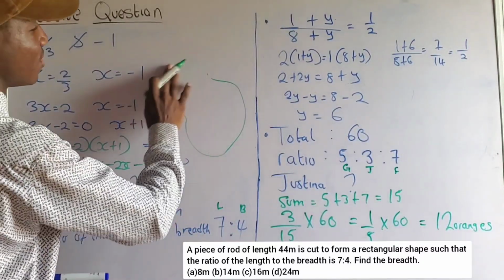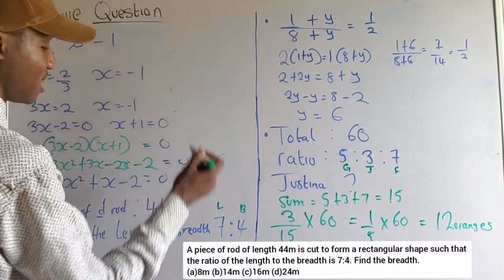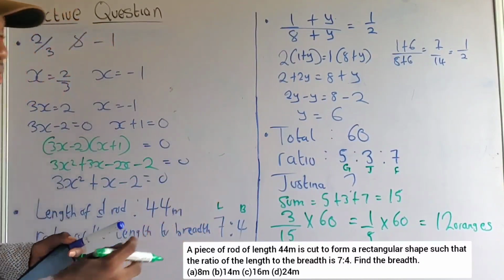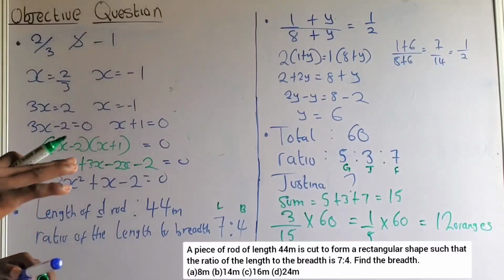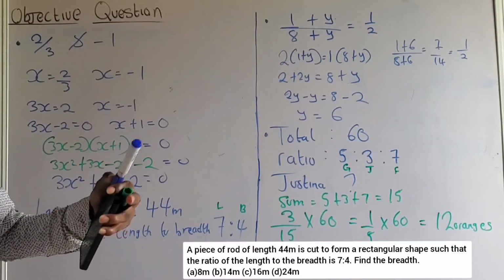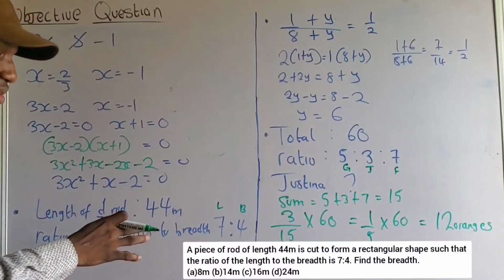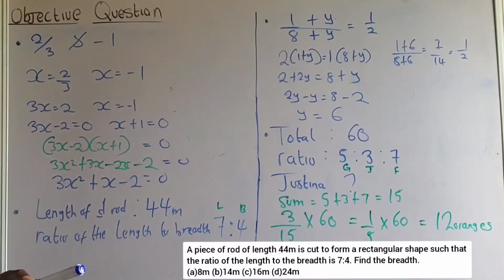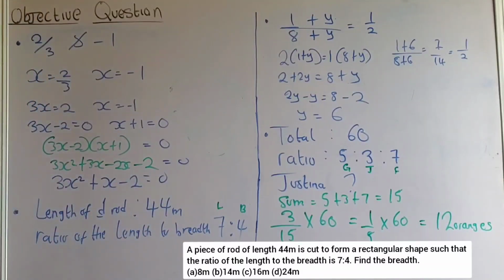The length of the rod signifies the total length of the rod. It's not the length of the rectangle or the breadth of the rectangle. It signifies the total length, how long the piece of the rod is. You understand? That is 44 meters. Now, this piece of rod is cut to form a rectangle whose ratio of the length to the breadth is 7:4.